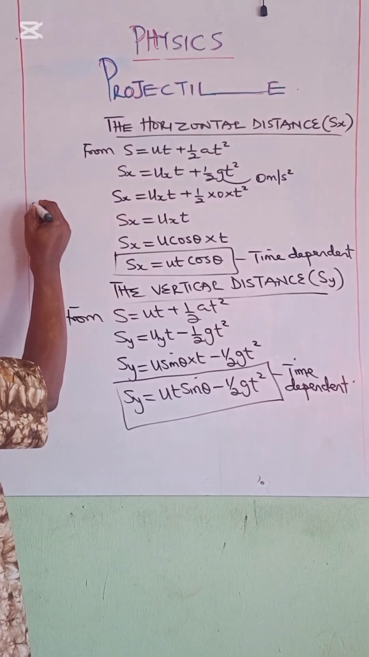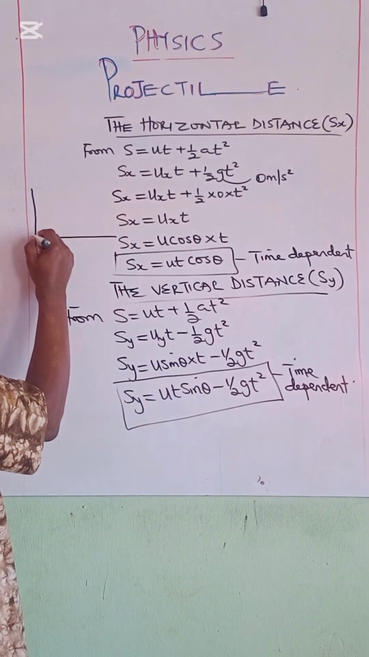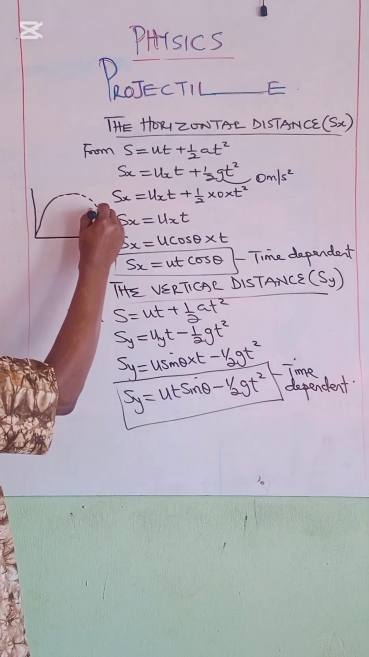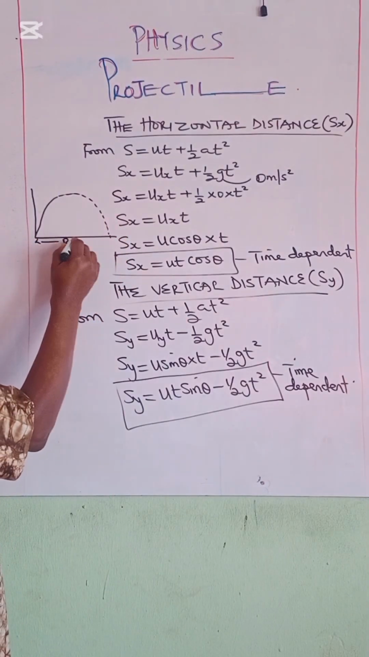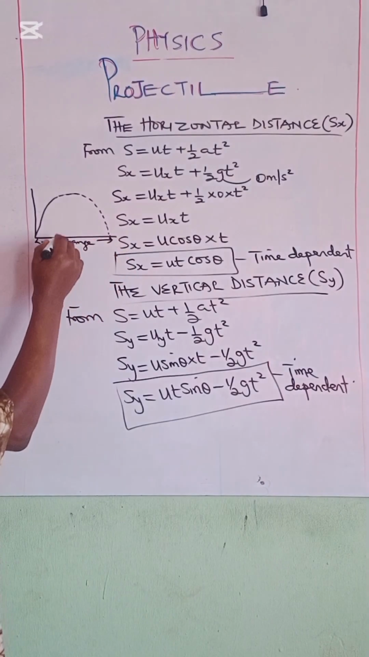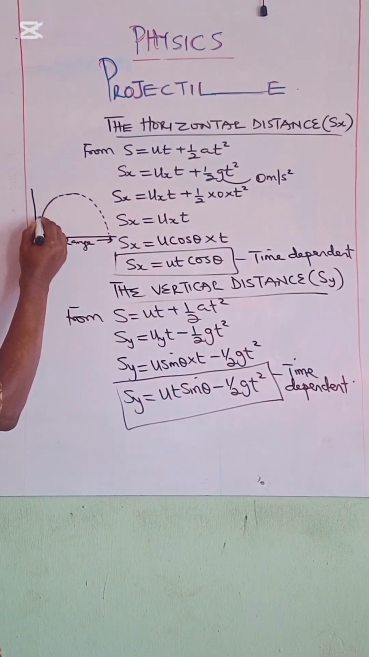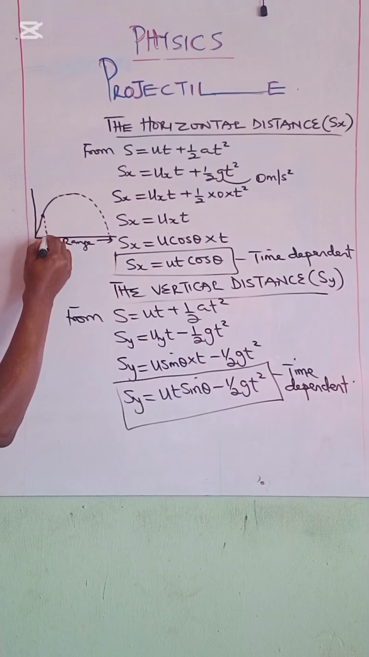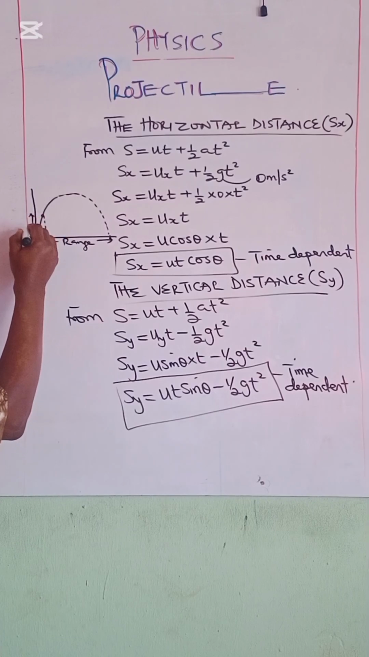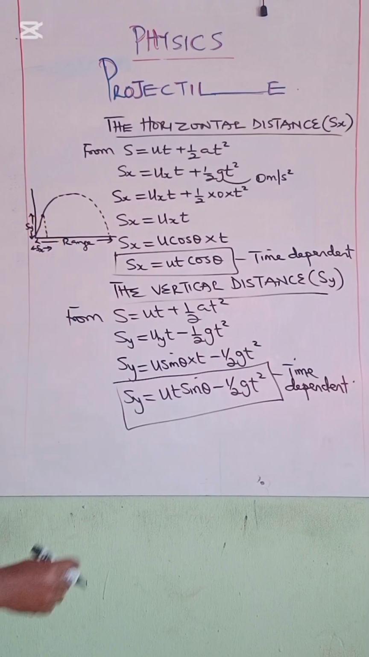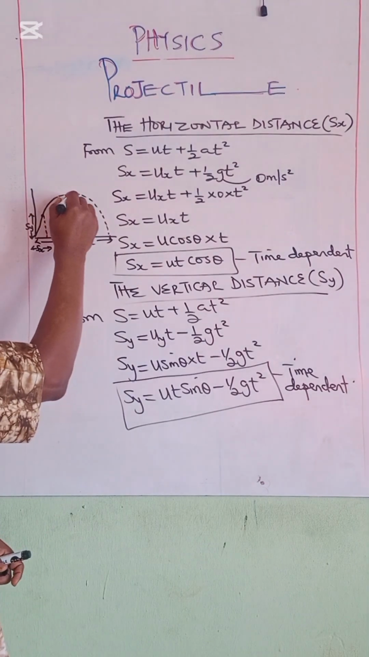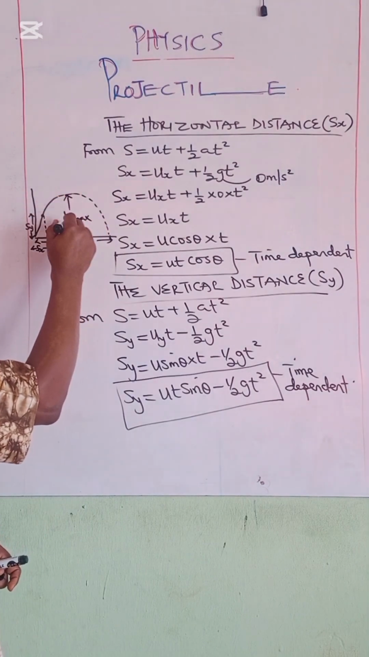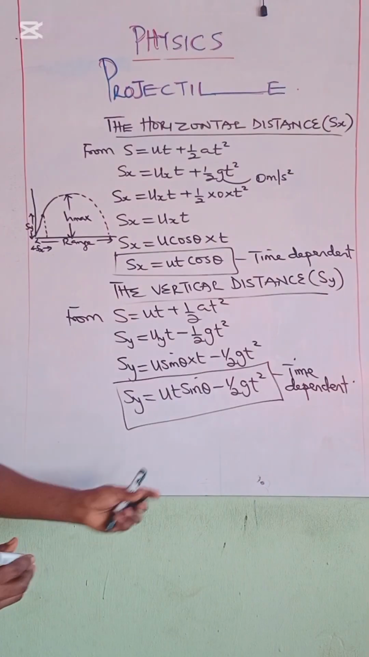Let me still remind you, what do we mean by horizontal distance and vertical distance? When a body is projected upward, this is the trajectory. From here to here is the range. When it has not reached the maximum height, the distance from here to here we call Sx. That's what we call horizontal distance, while the corresponding vertical distance we call Sy. We are not calculating the range this time. From here to here is the maximum height, which we have done. That's the formula.